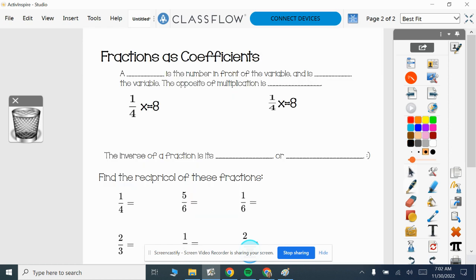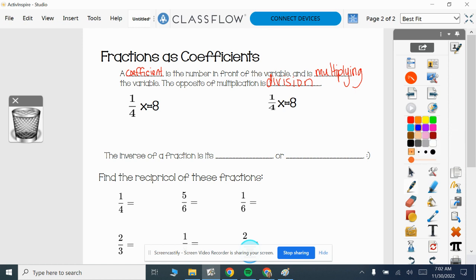All right, fractions as coefficients. Let's just do a little review. What is a coefficient? A coefficient is the number in front of the variable and is multiplying the variable. The opposite of multiplication is division, and that is going to stay true. Nothing's changed. So we've got a problem here, and we're going to solve it in 2 different ways.